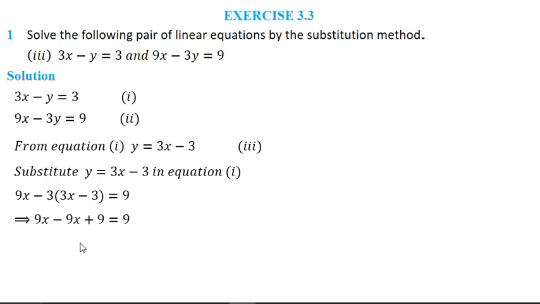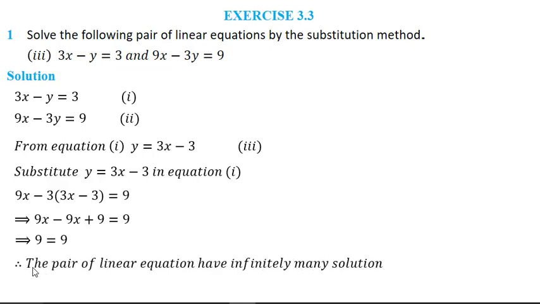After simplification, what am I getting? This 9x cancels and I get 9 equal to 9. Now I am getting one equation which does not include any variable, and this equation is true. So as this equation is true, I will say that the given pair of linear equations have infinitely many solutions.